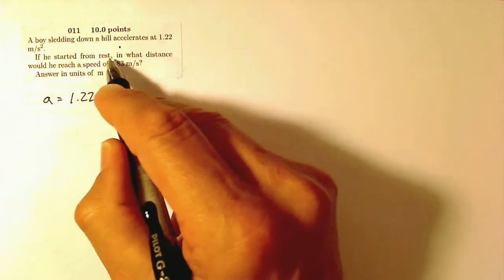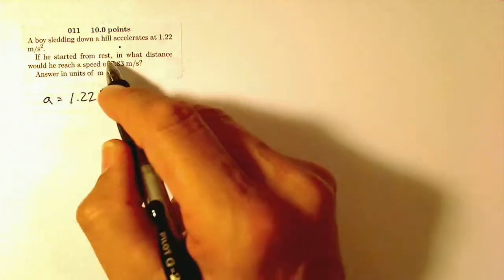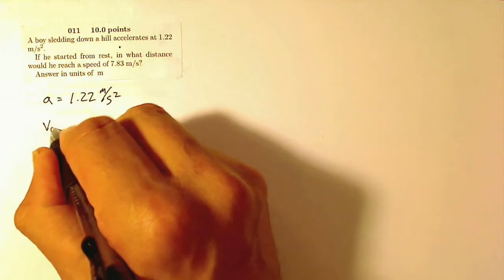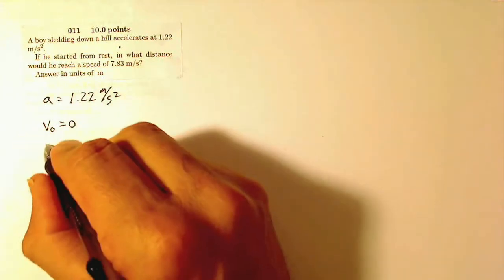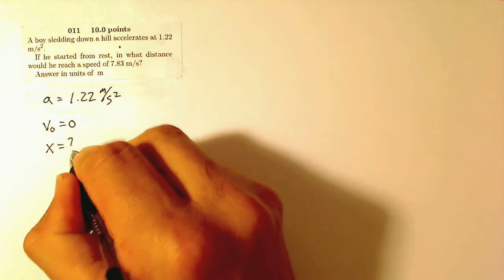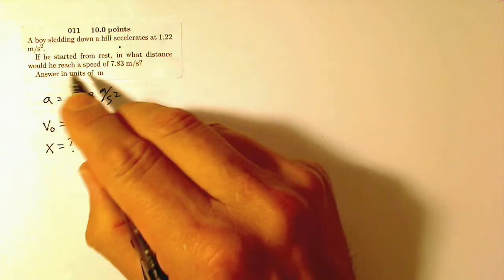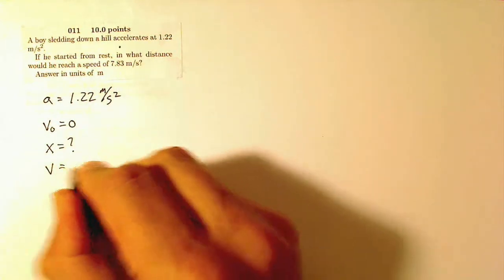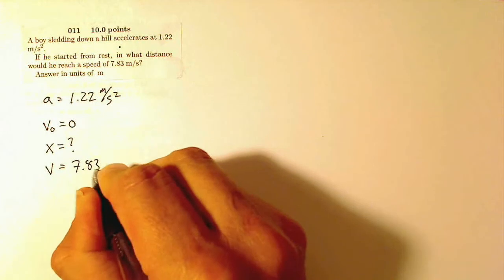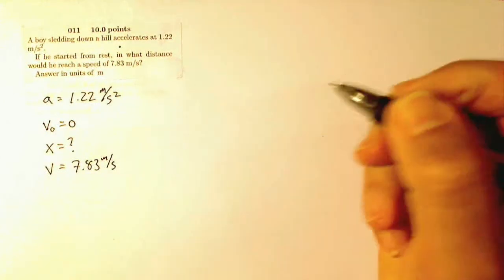If he started from rest, there's the tricky part, started from rest, that tells me that my initial velocity is 0. In what distance, so I'm looking for a distance equals question mark, in what distance would he reach a speed of 7.83 meters per second? So that's a final velocity of 7.83 meters per second.